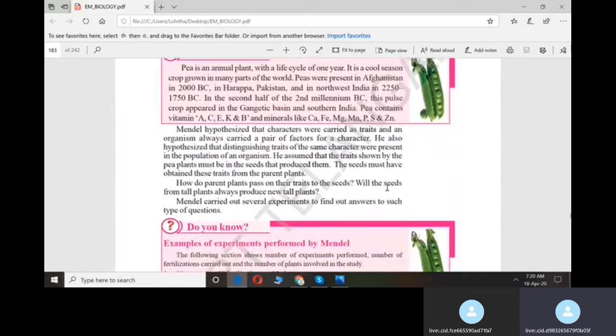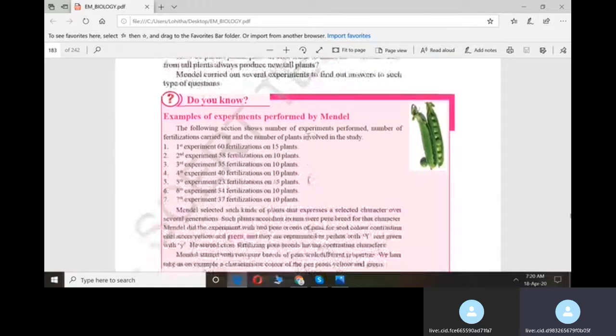Mendel hypothesized that these characters are carried as traits. Traits means characters, carried as factors from one organism to another. Hypothesis means he was thinking, and he put it on paper every time he did an experiment. He assumed the traits shown by the pea plants must be in the seeds produced by them. The seeds must have obtained these traits from the parent plants. How they behave, how they pass from one generation to another generation, all this he understood, and he did the experiment.